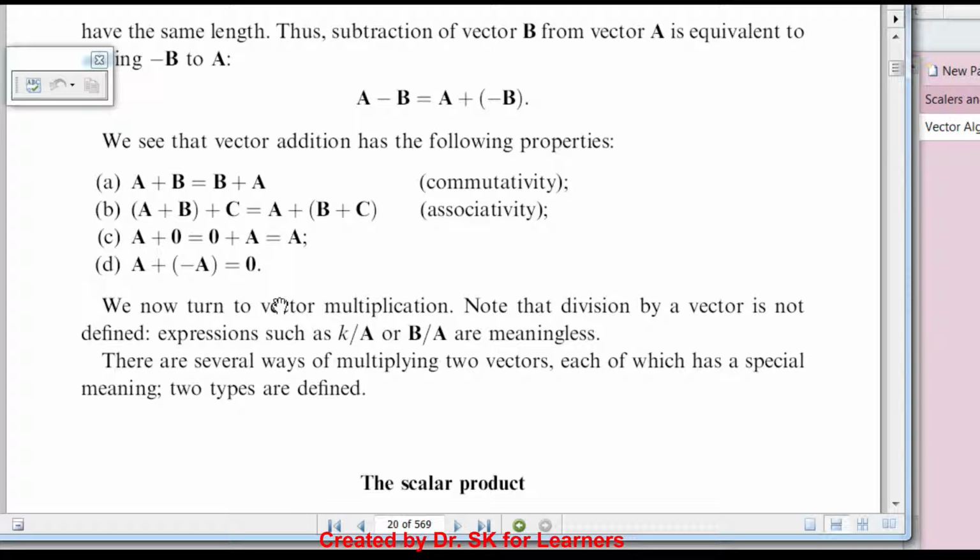So now turn to vector multiplication. We have to understand how vector multiplication works. Note that there is no vector division. You cannot divide two vectors. So if you write a vector divided by another vector, that doesn't mean anything in physics. You'll never hear such things. And if you divide a scalar by a vector, it doesn't work either, because you cannot divide anything by a vector. Vector has to be on top always. So you can divide a vector by a scalar, but the reverse is not known in physics terms.